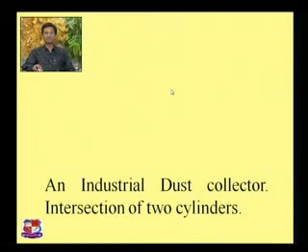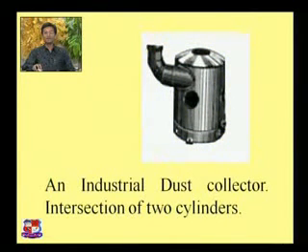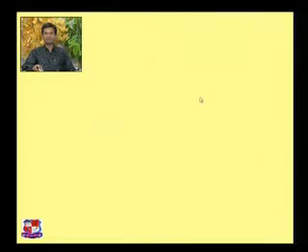This is another example: an industrial dust collector. This is an example of intersection of two cylinders. This is one cylinder, a circular hole is there, and another pipe is bent over here. So a number of cylinders are here, one is cut at a certain angle like this. So this is another example.